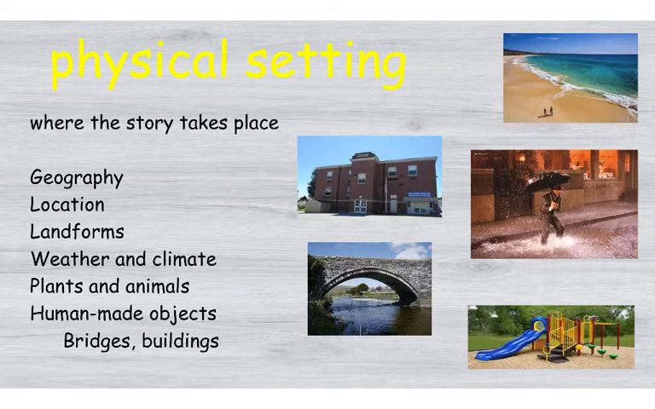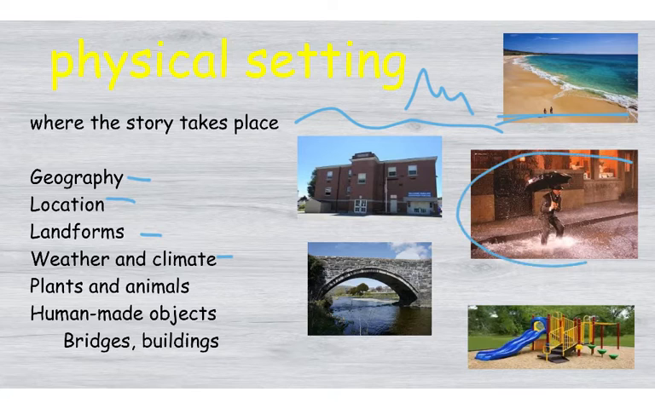So we're going to start focusing on physical setting first. Again, what the place looks like, the geography, where is it in the world? Again, with location, landforms, is it by the beach? Are there mountains? Is there a river? Climate and weather. That's really important in this picture here.